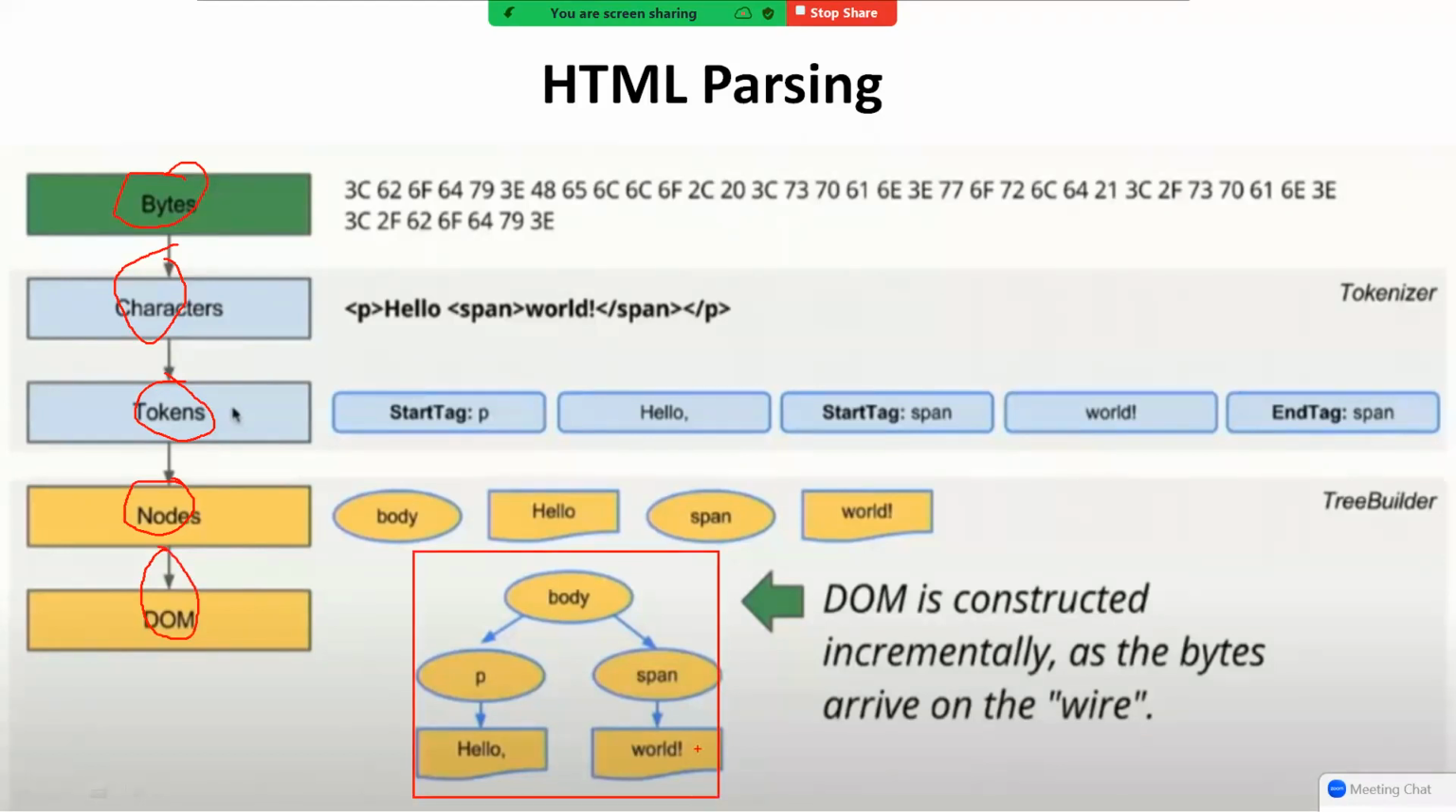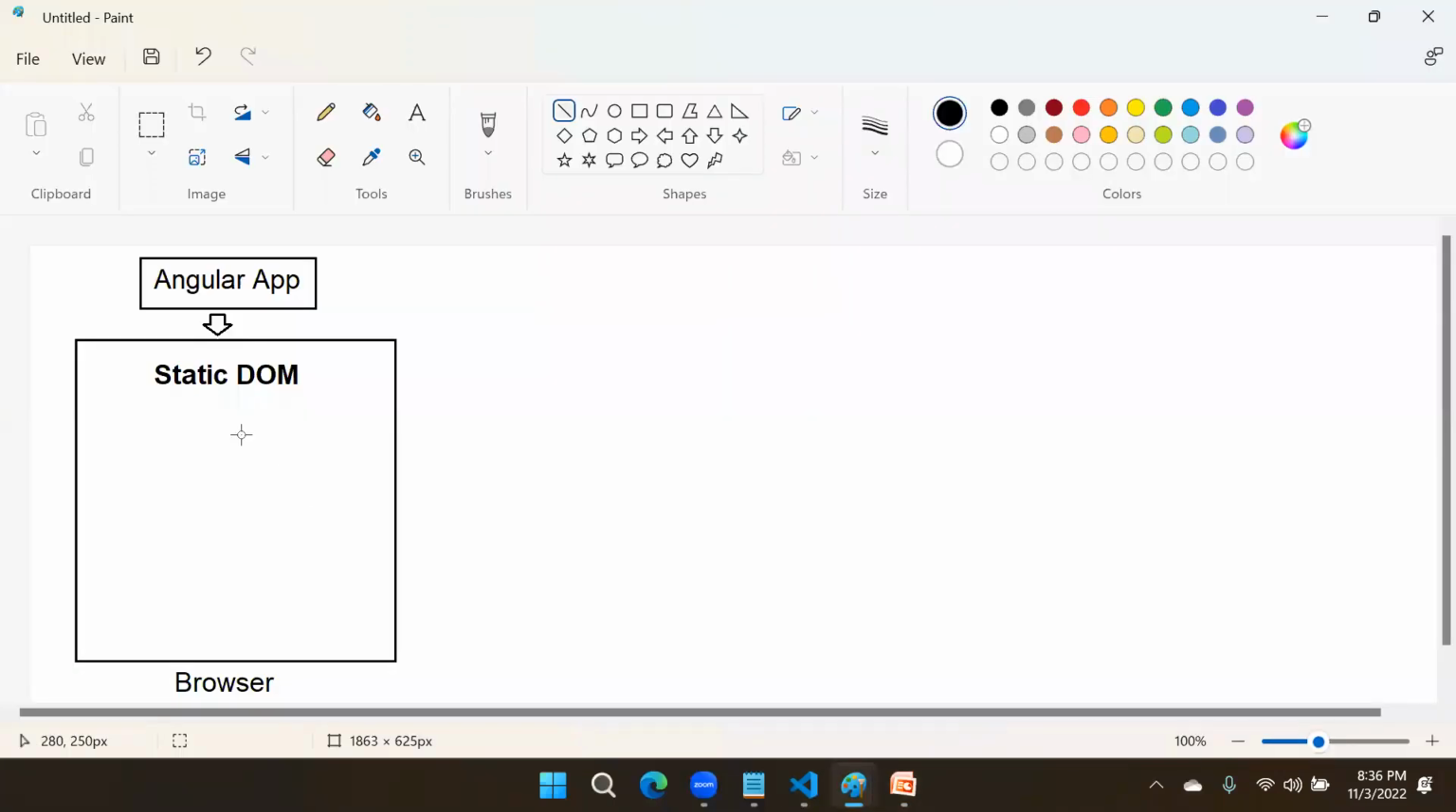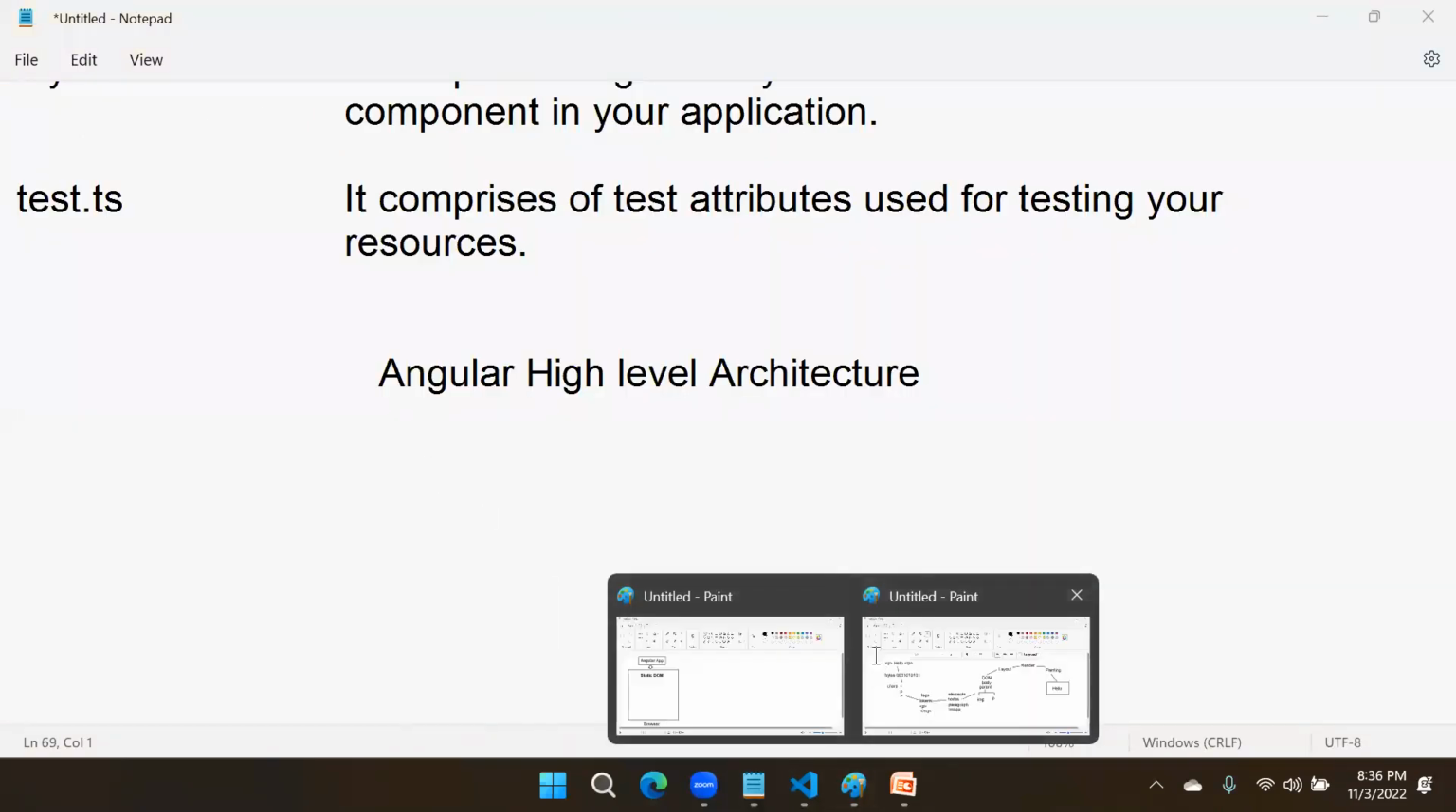So when you request an Angular application, what will happen first? First, it will load the static DOM. What is meant by static DOM? A button is loaded but not working. A checkbox is loaded but not working. They are just loaded. All the static DOM is loaded. And before this, a lot of things happen, the process I told you about.